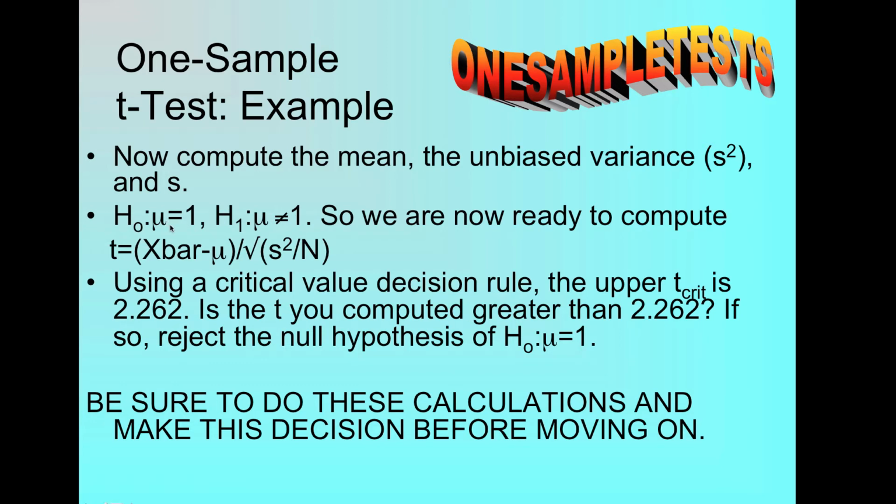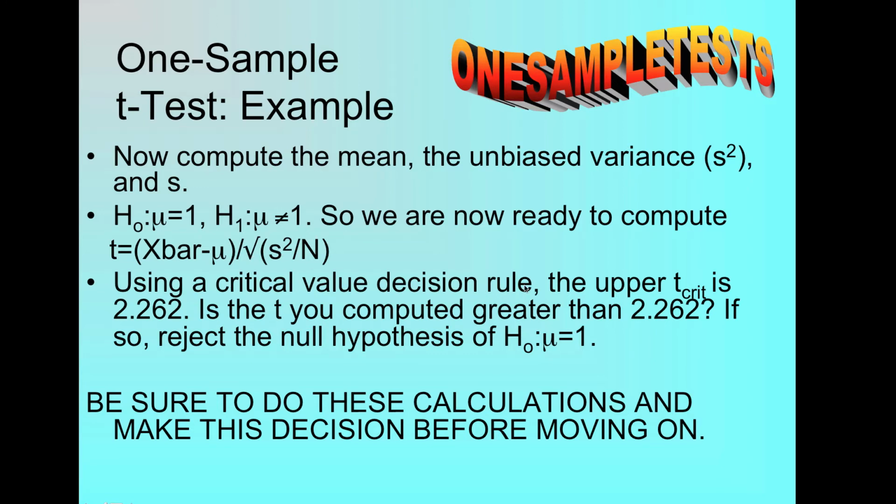Null hypothesis, as I said, is that they're not going to be different from 1. Your alternative hypothesis is that they're not going to be the same as 1, that there's going to be a difference between their estimated time solving these problems and the actual time. So if you've done the math, go ahead and compute t, which is x bar minus mu, divided by the square root of s squared divided by n.